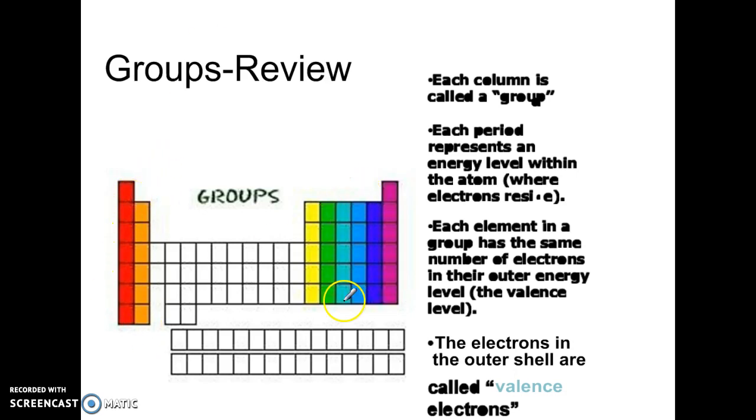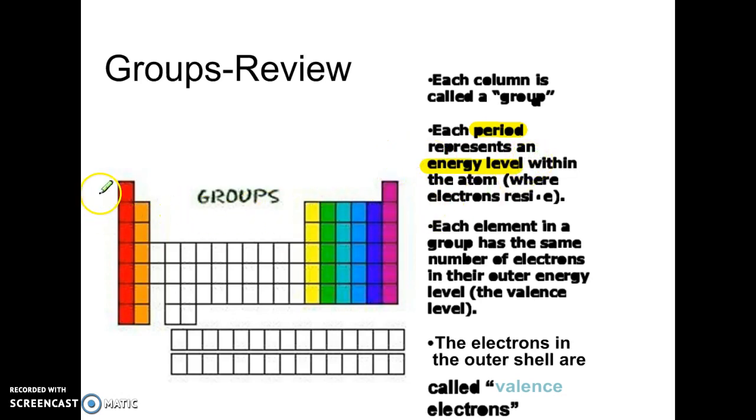They're color coded here for us. We're going to ignore these transition elements. Remember each period, that's the horizontal row, represents how many energy levels. So that is located here. How many energy levels? Each period equals energy levels.